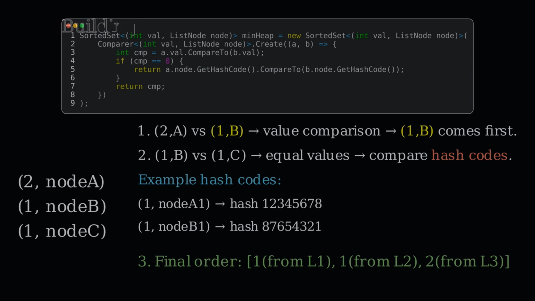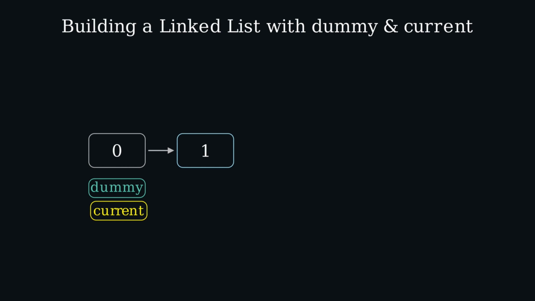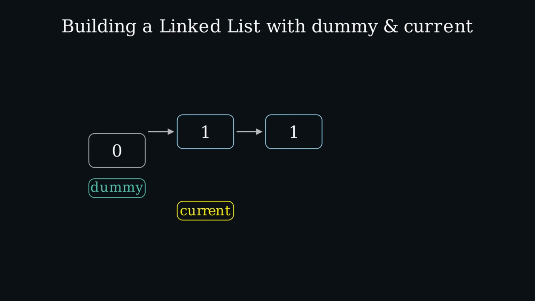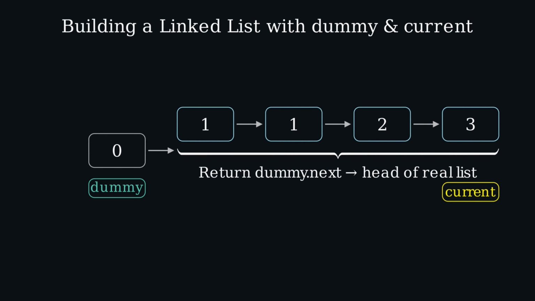Now the merge begins. We create a dummy node as a placeholder, and a pointer called current to build the new list. Each time, we take the smallest node from the heap, attach it to the merged list, and move current forward. We repeat this process until all nodes are merged.